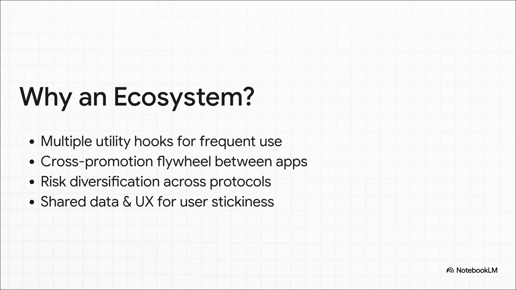So why build a whole ecosystem? Well, the logic is pretty simple. You don't want to put all your eggs in one basket. When you have a whole ecosystem, you give people lots of different reasons to hold and use your token. This creates this awesome flywheel effect, right? Where someone using one app finds out about another one. Plus, it makes the whole thing stronger. If one part of the system has a slow month, the other parts can pick up the slack. It just builds a much more resilient, much more sticky experience for users.